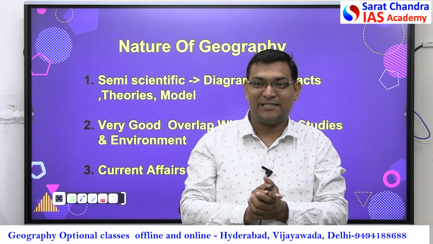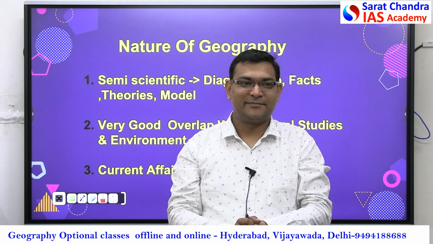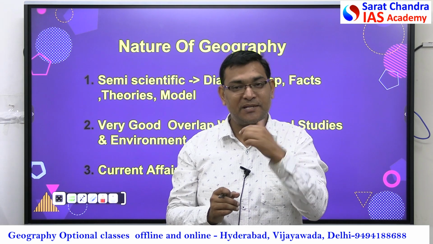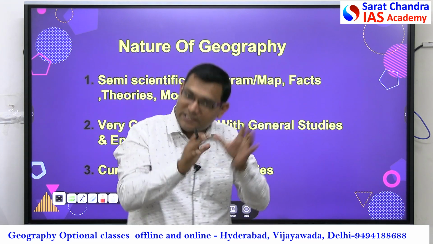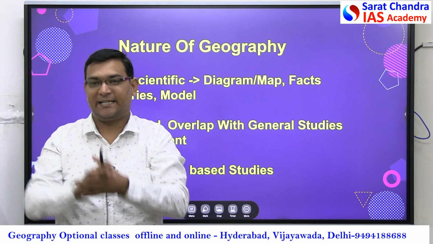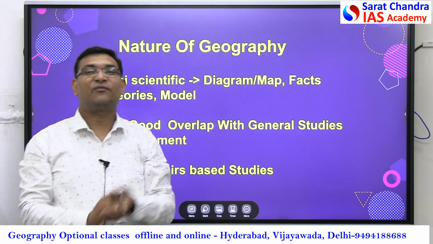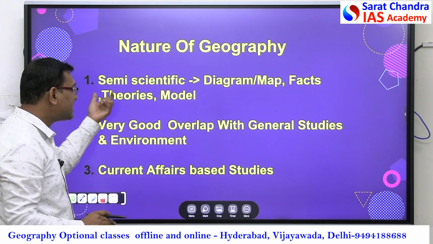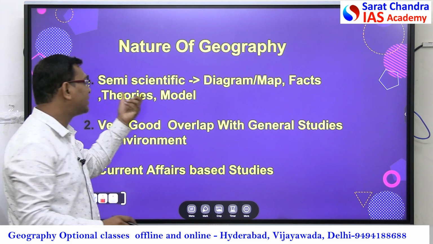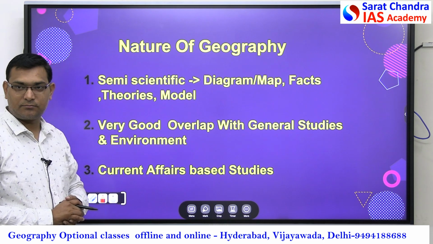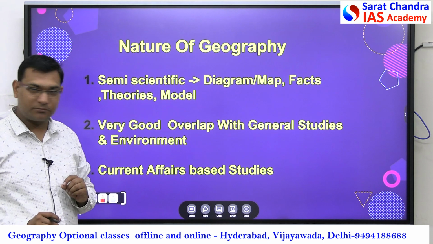That is the advantage. One diagram, one picture speaks 1,000 words. Yes or no? So that's the way you take your answer to the examiner. So the first is, as it is semi-scientific, it requires diagrams, maps, facts, theories and models. Number 2, very good overlap with general studies and environment.